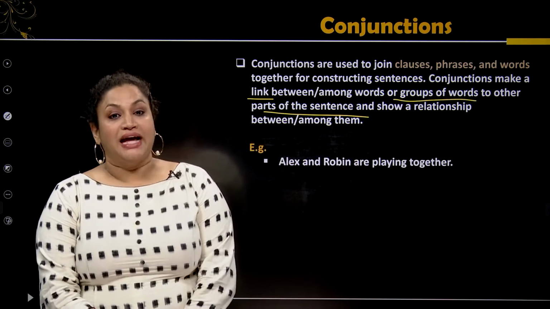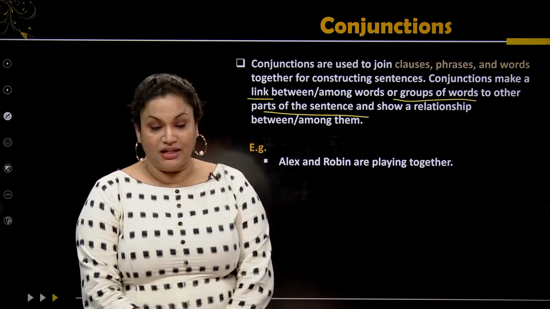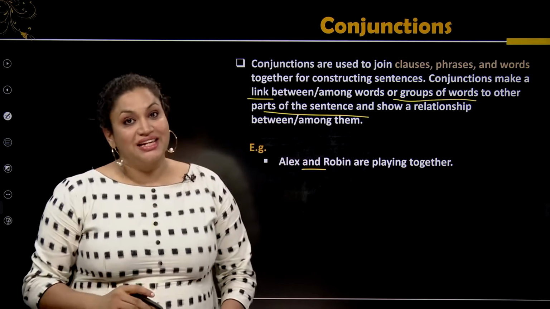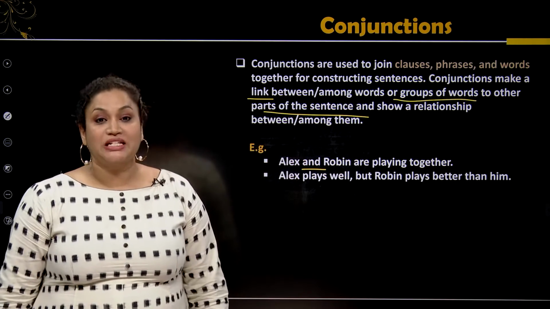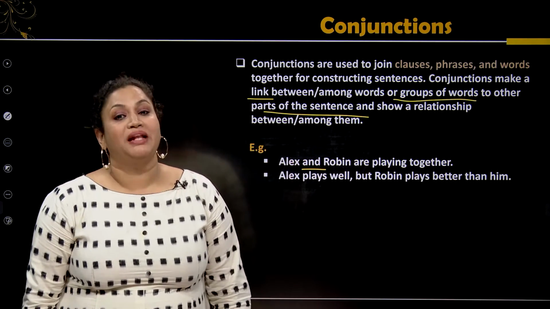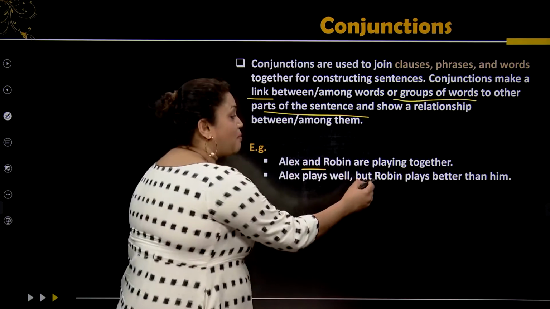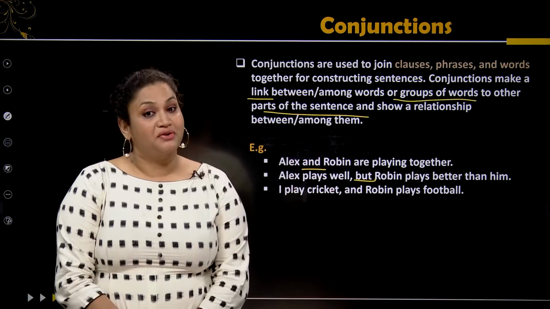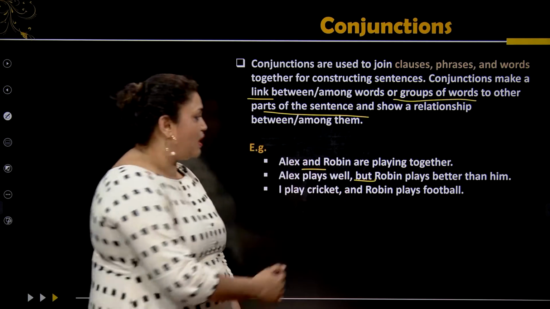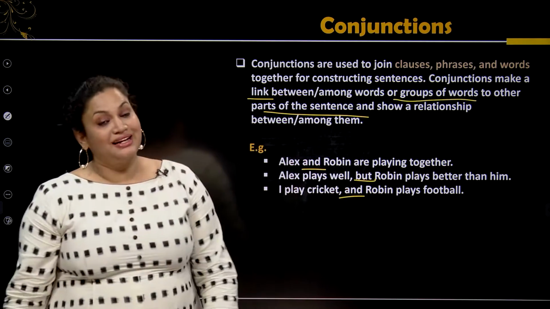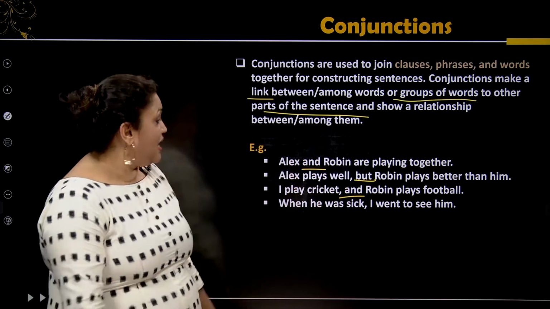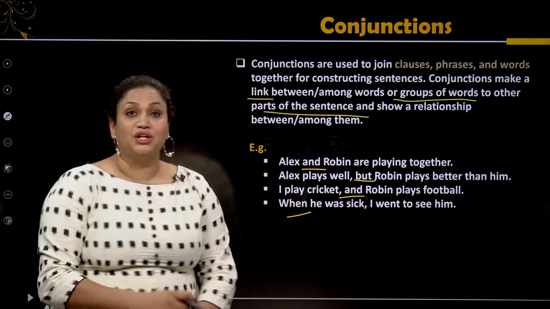Example: Alex and Robin are playing together. When we talk about Alex and Robin, "and" is the conjunction. Alex plays well, but Robin plays better than him. "But" is basically a conjunction. I play cricket and Robin plays football. In this, "and" is a conjunction. When he was sick, I went to see him. Now, "when" is a conjunction.